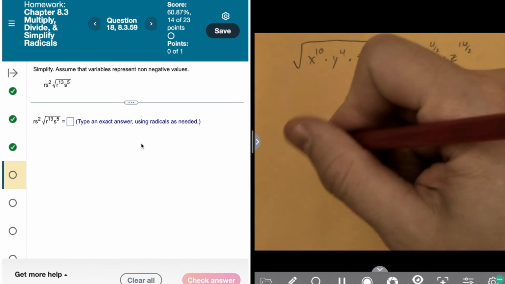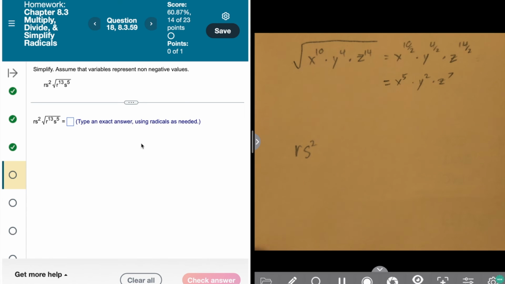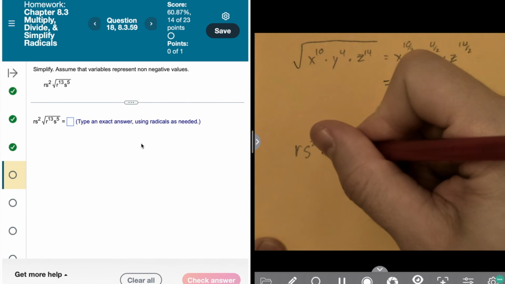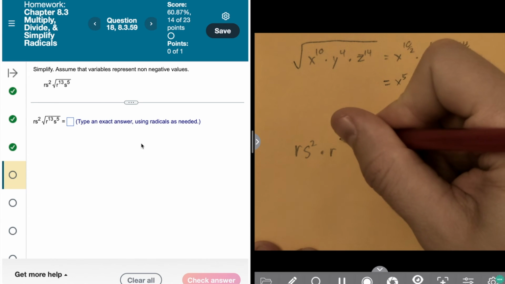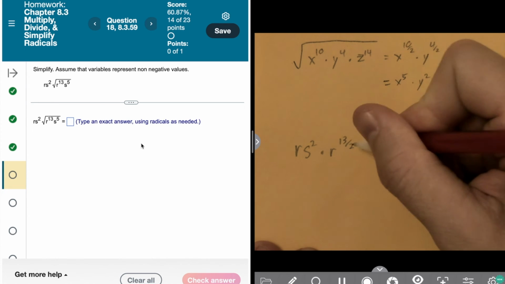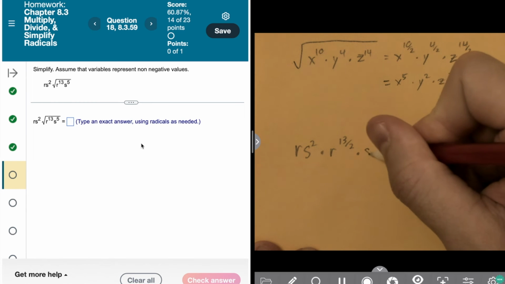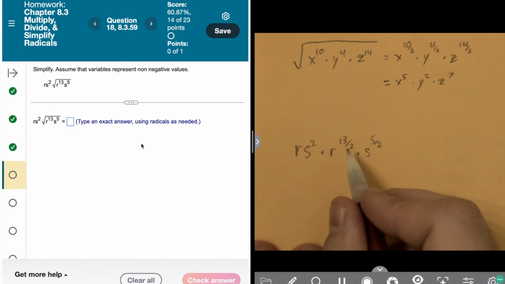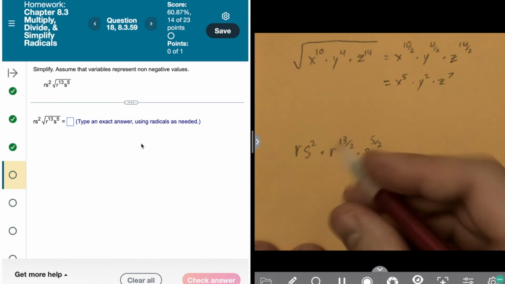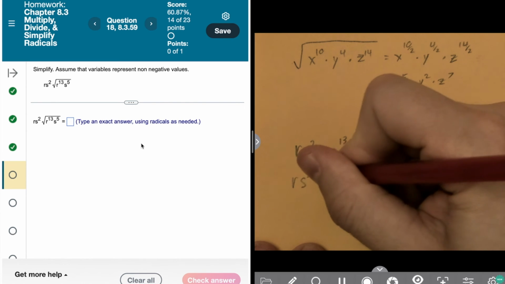Okay, so up next, we have an r and an s squared that are just tagging along outside. And now I'm going to already exploit some rules we've seen before. I've got an r to the 13 over 2 because we're square rooting, and we've got an s to the 5 over 2 because we're square rooting. Okay, here's what I'm going to do. 13 over 2 doesn't come out properly, but here's what I can do.